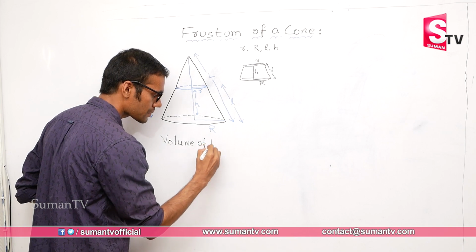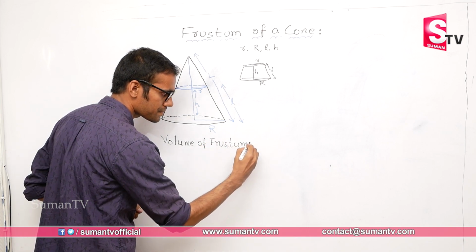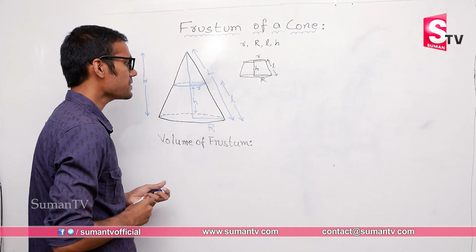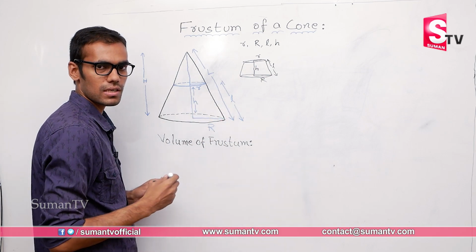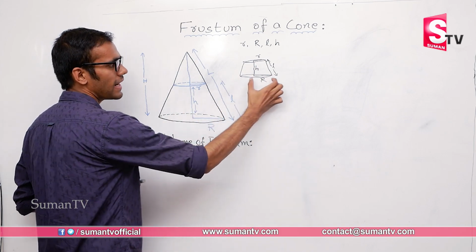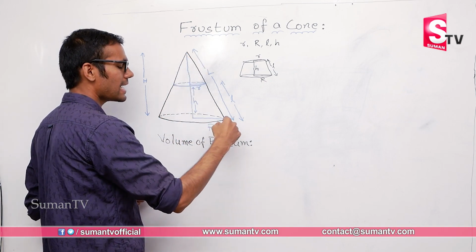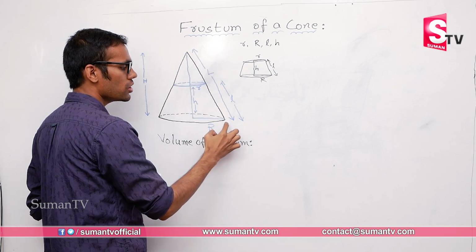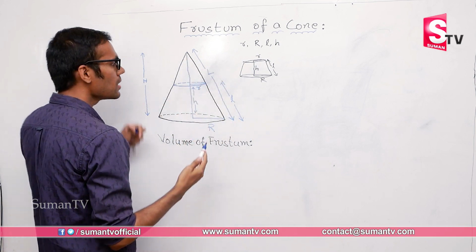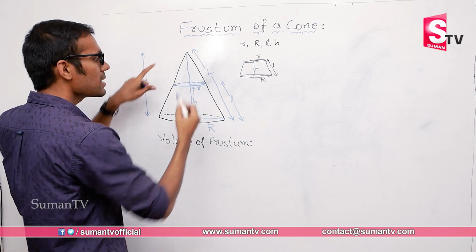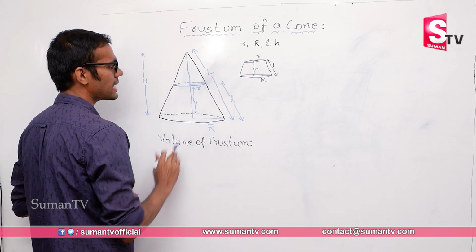Volume of frustum. Now, when I say volume of this frustum, you know already what is the volume of the total cone. Now, if I have to find only the volume of this frustum, what will I do? I will subtract the total volume of this bigger cone minus the volume of the smaller cone. The smaller cone is at the top, the bigger cone is the whole cone. So, it is equal to, what will you say?